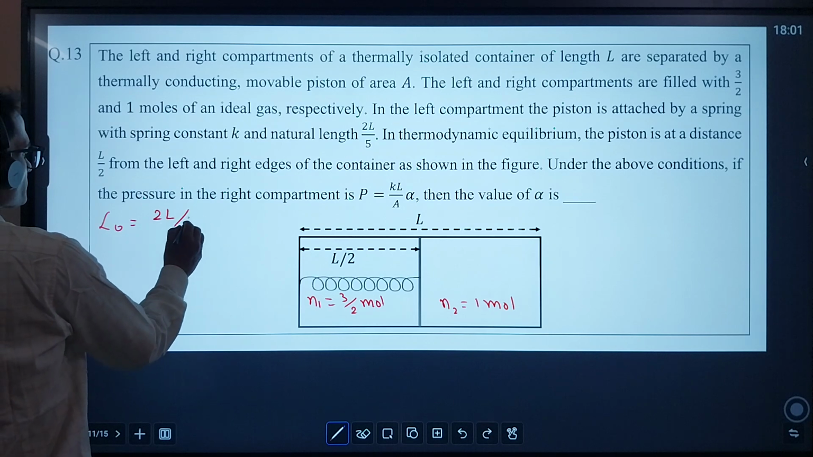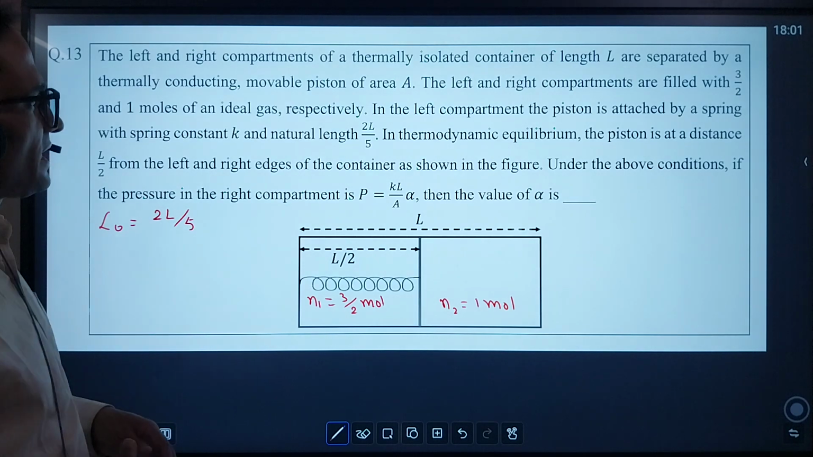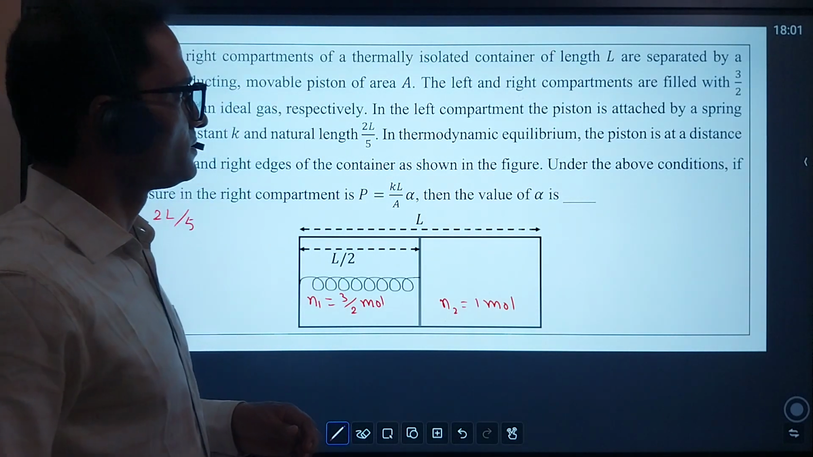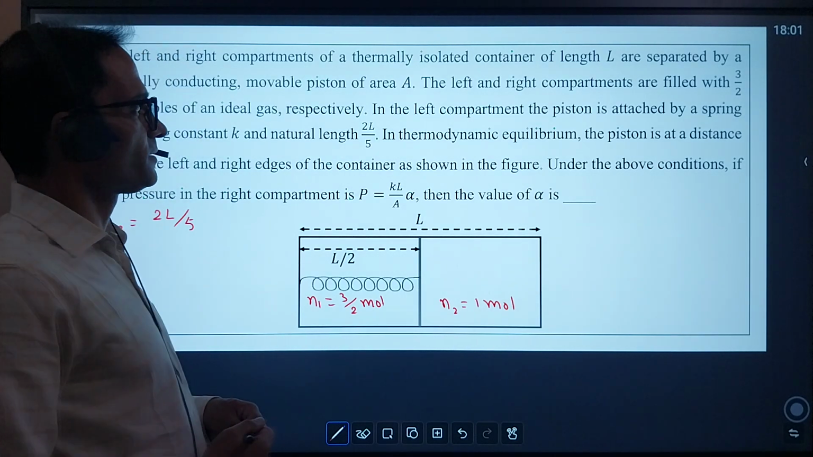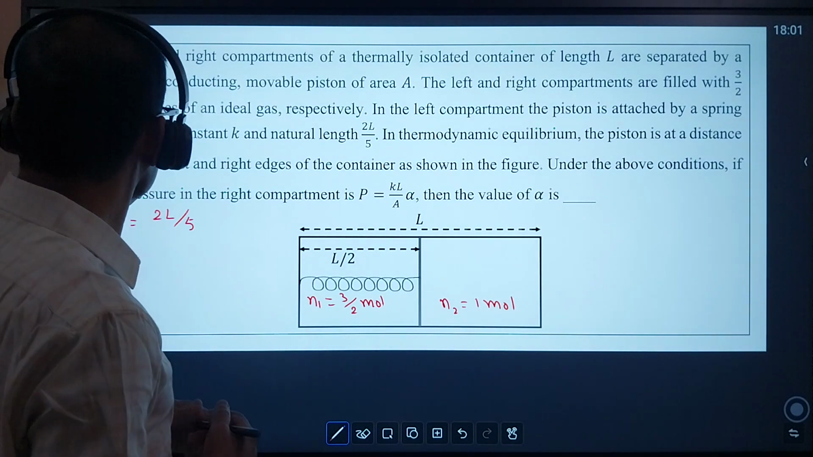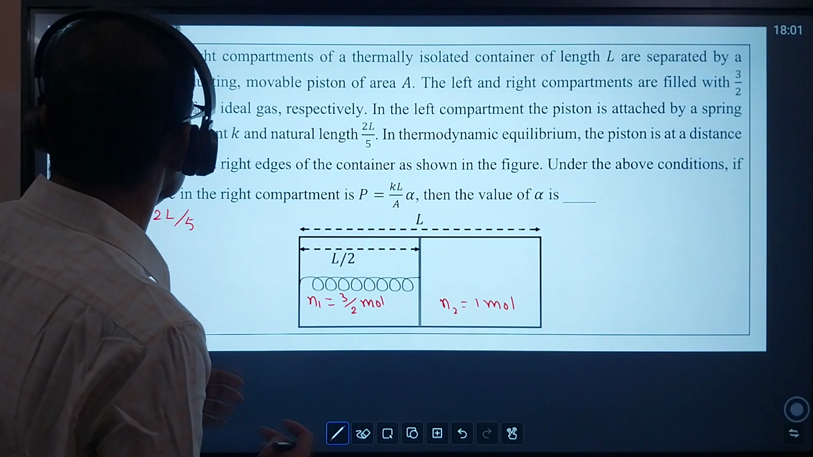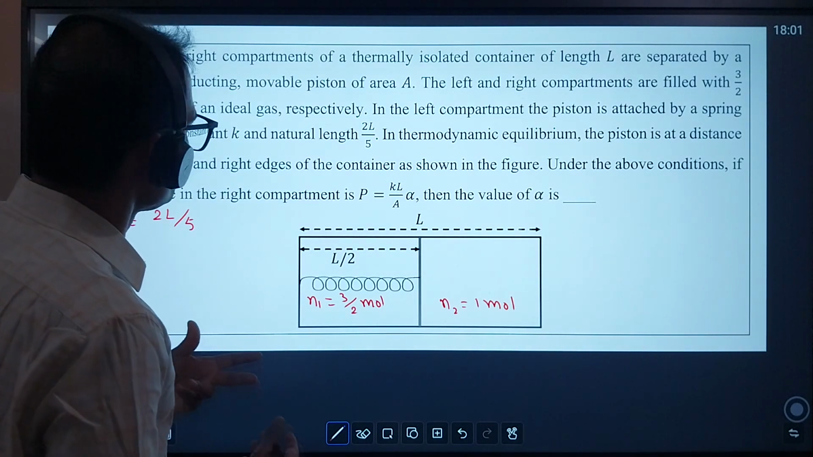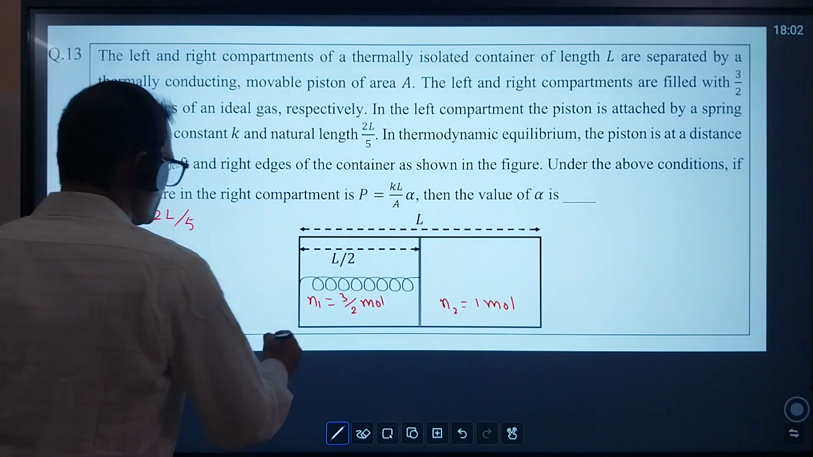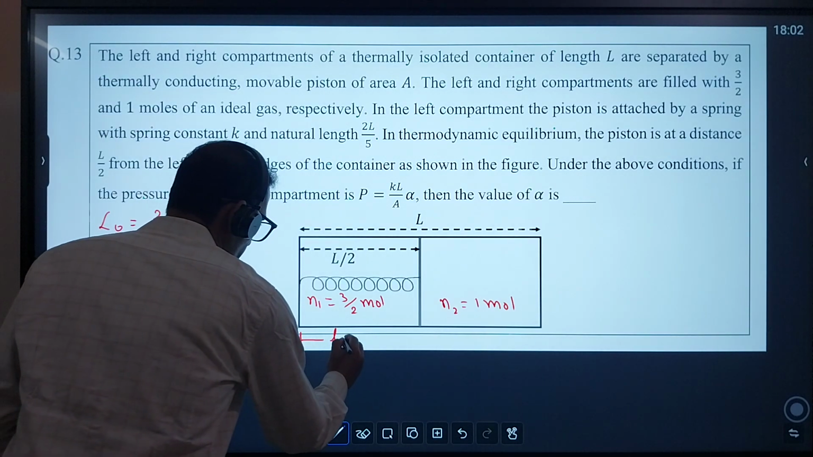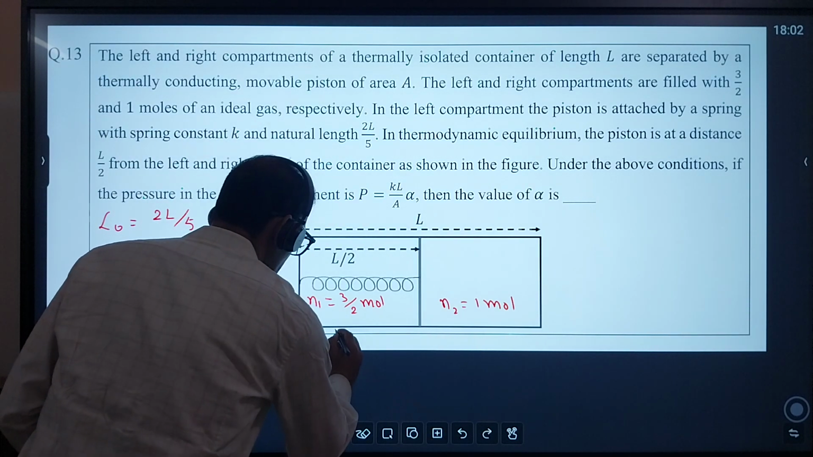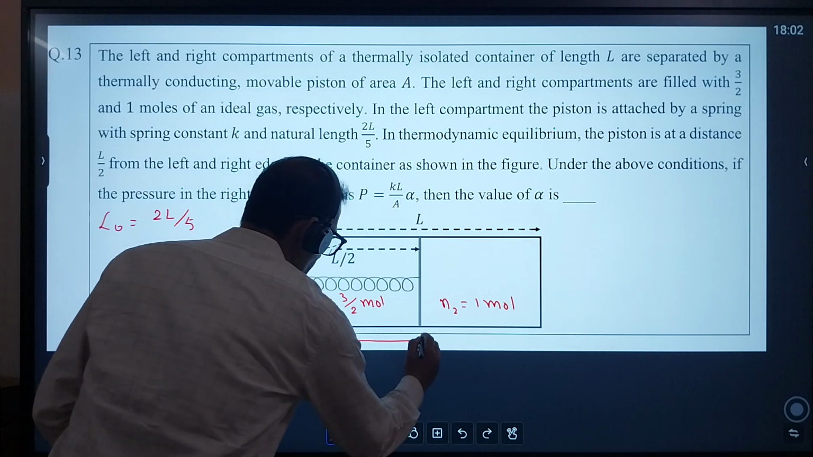Okay, in thermodynamic equilibrium, the piston is at a distance L by 2 from the left edge and the right edge of the container. So basically this is also L by 2 and this is also L by 2.